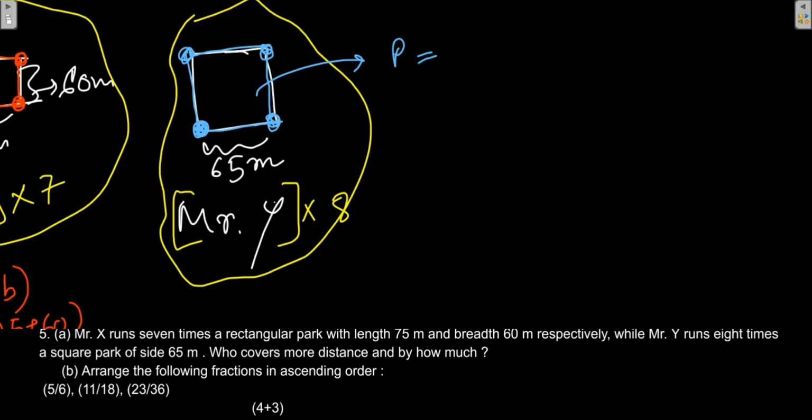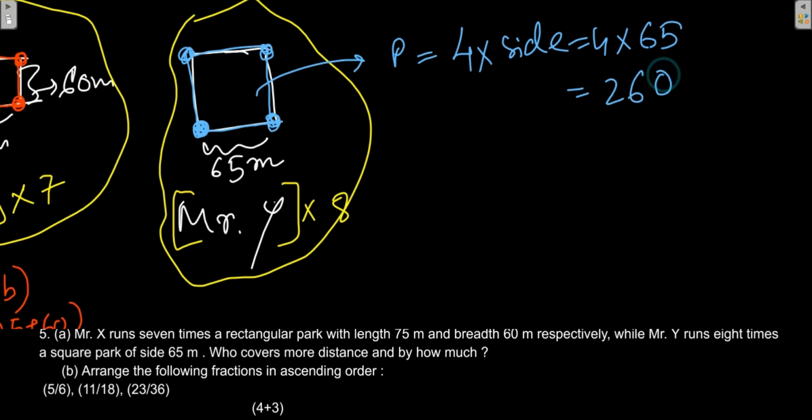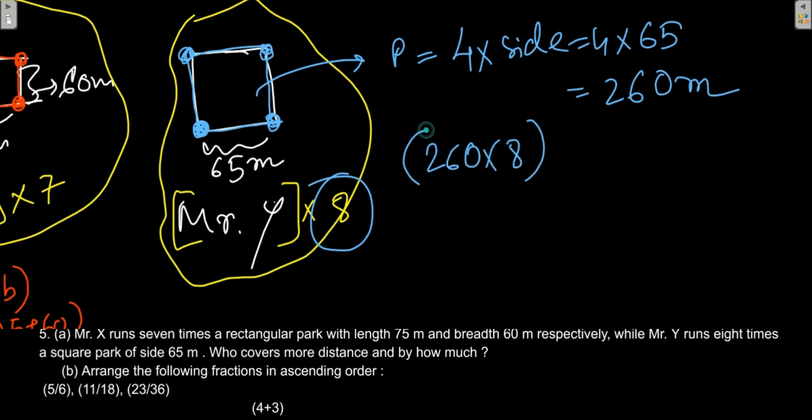The perimeter of a square is equal to 4 into its side. So 4 into the side, which is 65, would be 260 meter, because 65 2s are 130, and 130 2s are 260. Now it is for 1 time, but he is covering it 8 times. So 260 into 8 meter. If you do this multiplication, you will get 2080 meter.